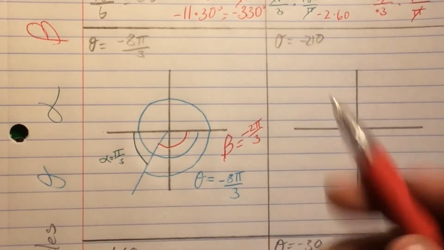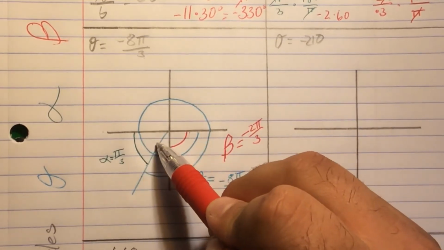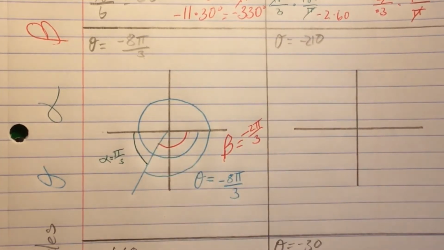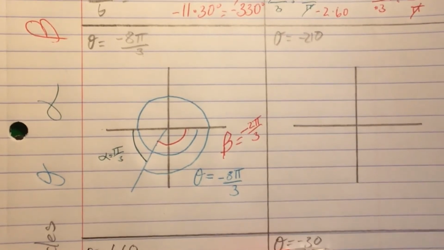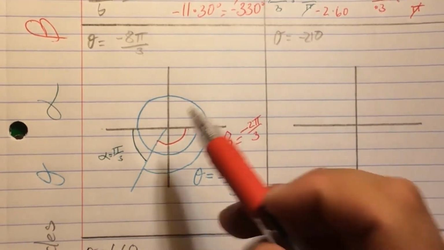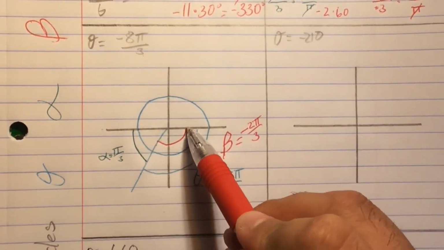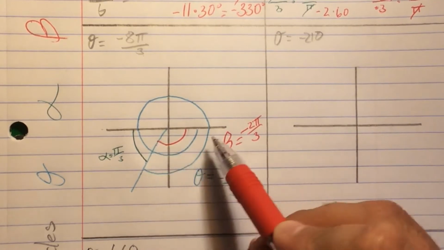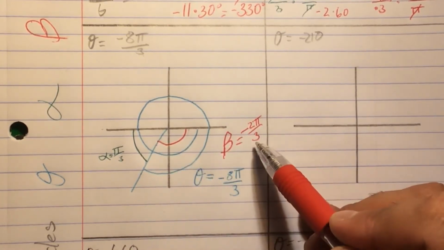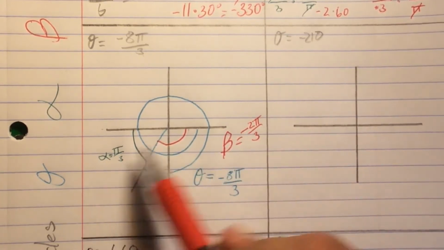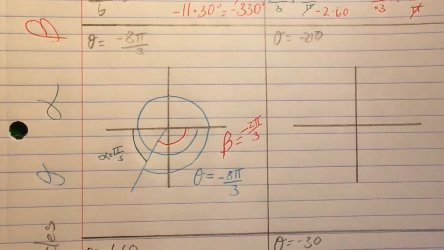We could have also gone around this way and done this here. So yes, we could have gone around there and found a different beta, but this is the shortest beta we can find, which ends up being our negative pi over 3. So now we have our theta, alpha, and beta. Now we have to convert each of them to degrees.